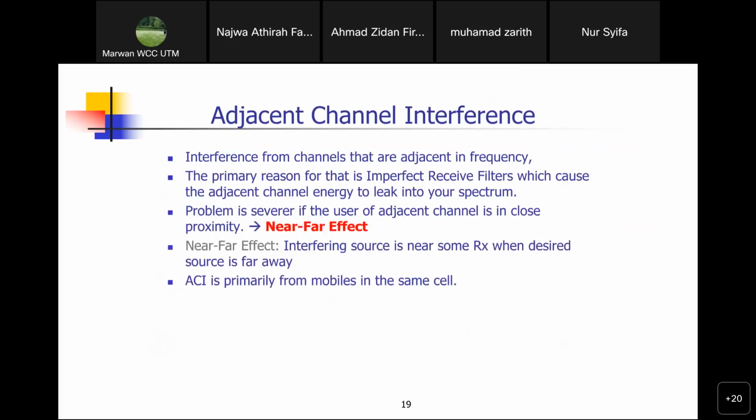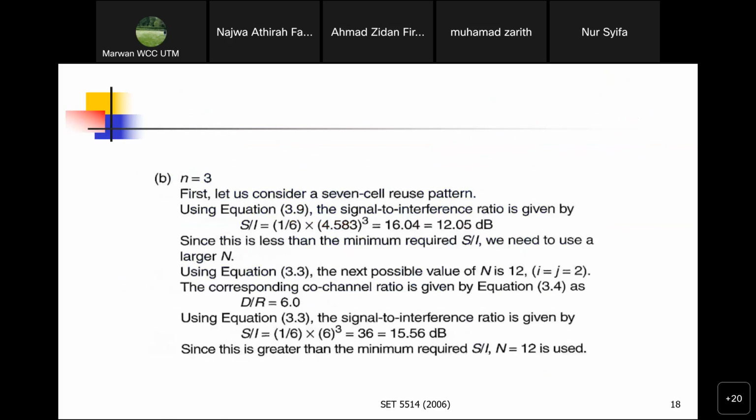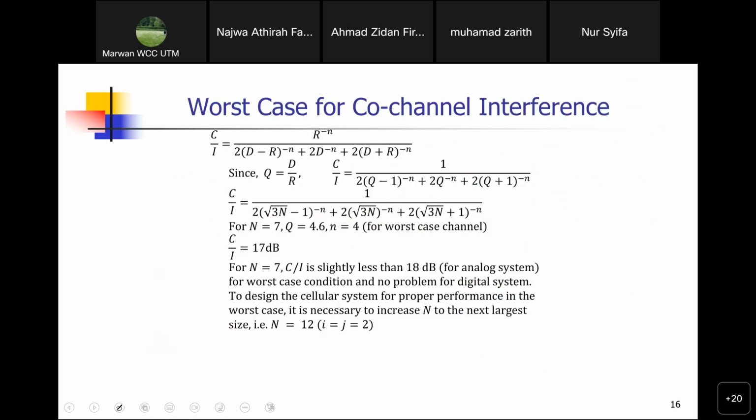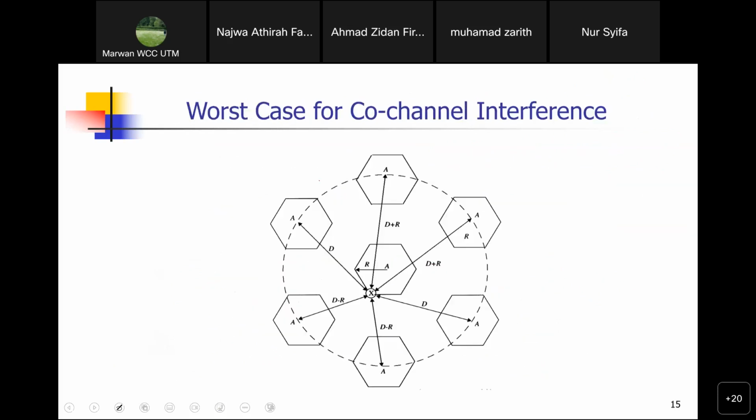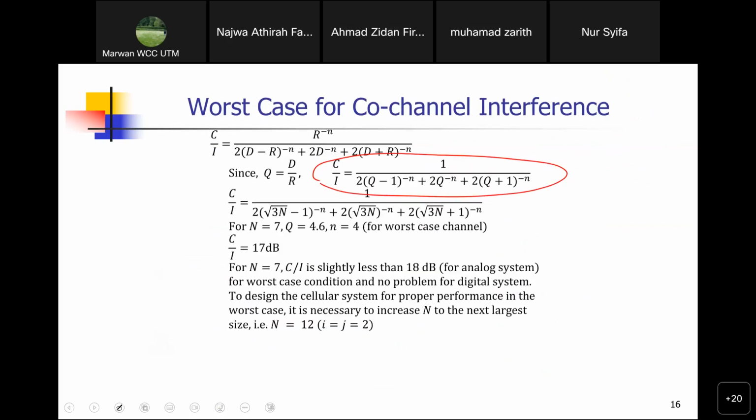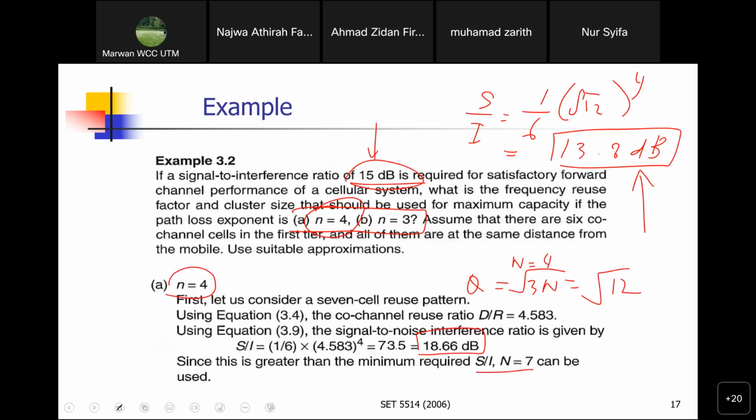Okay, so now next, that is co-channel interference. For co-channel interference there are two equations. One is the average one, where we just divide by 6. Another one is the worst case scenario. Depending on the questions, you should be able to compute the C over I. Then depending on what the requirement is, you should be able to tell what is the smallest cluster size that you have to use in order to have the maximum capacity.